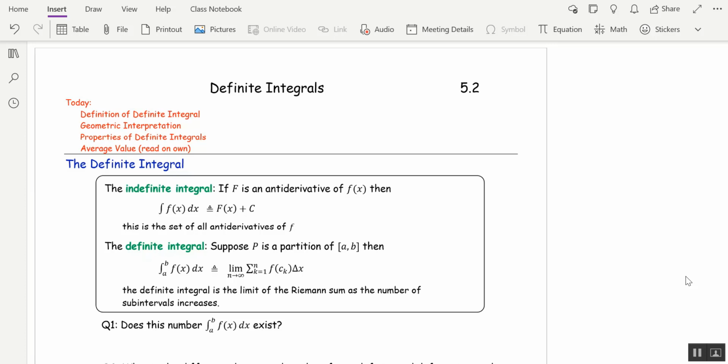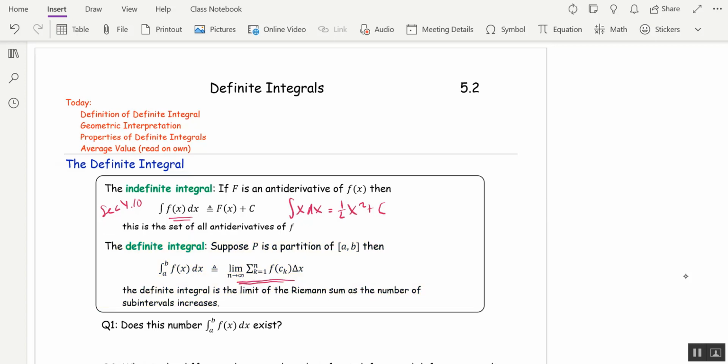Welcome to 5.2. Today we're going to talk about definite integrals. Now, if you recall from section 4.10, an indefinite integral looks like this, and it's a set of functions. For example, the integral of x dx is 1/2 x squared plus c. Now, a definite integral is going to be a number, and the number is this number right here.